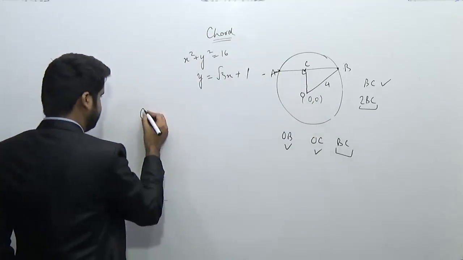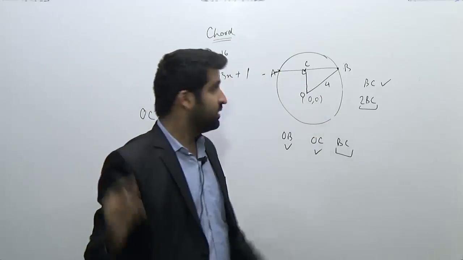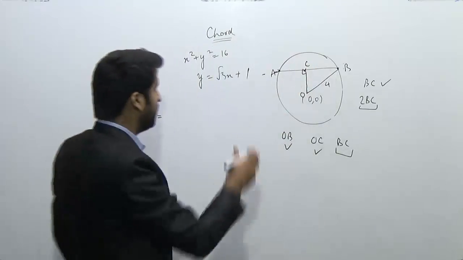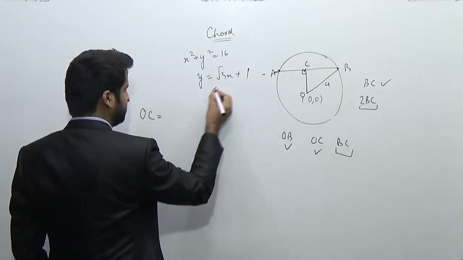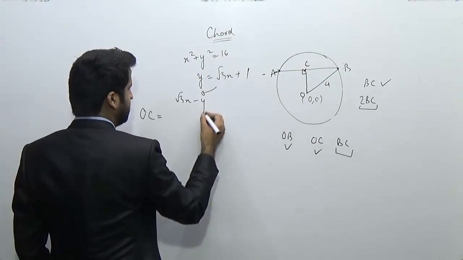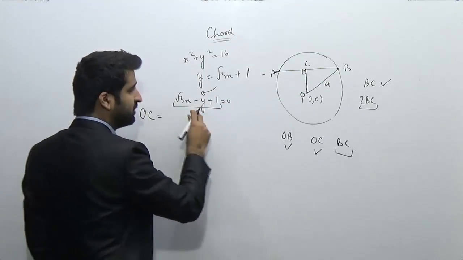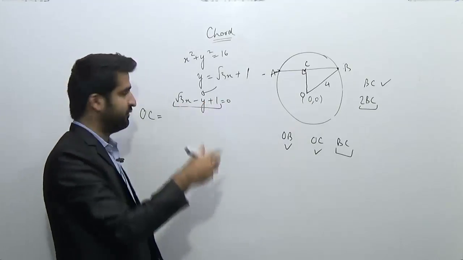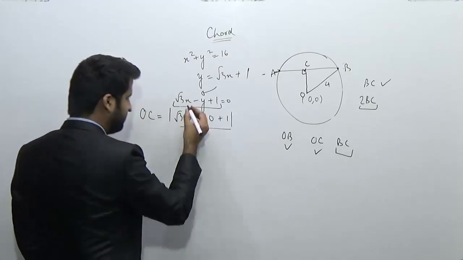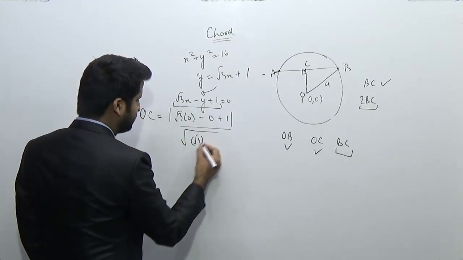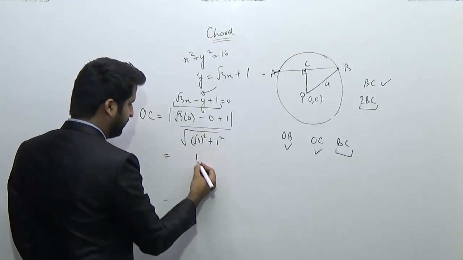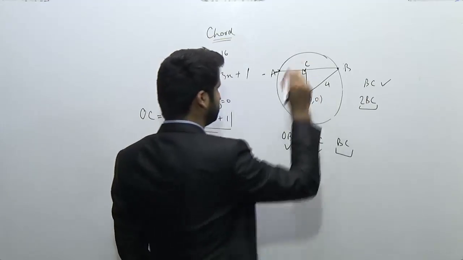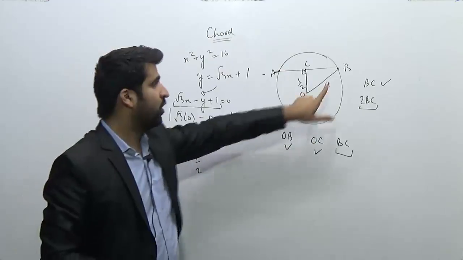Now to calculate OC, we must remember the concept of how to find the distance of a point from a given line, that we can easily apply the formula. This line equation can be written as root 3x minus y plus 1 is equal to 0. I have to substitute the value of this point 0, 0 in this equation and divide it by under root a square plus b square. If you still remember how to do that, 1 divided by under root 3 square plus 1 square. This thing will come out to be half. So now we know that this distance is coming out to be half.